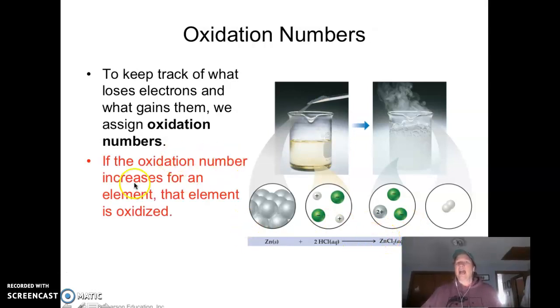If the oxidation number increases for an element, the element is oxidized. In other words, if it becomes more positive. So zinc goes from 0 to +2, it's oxidized.